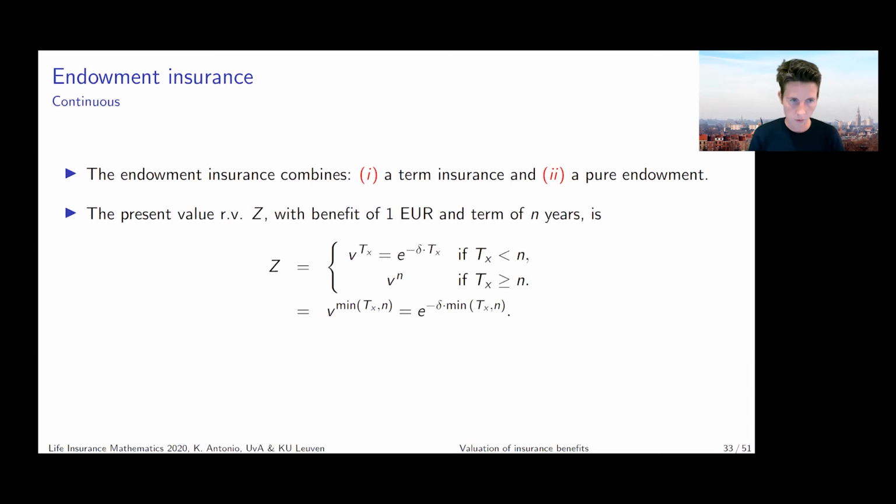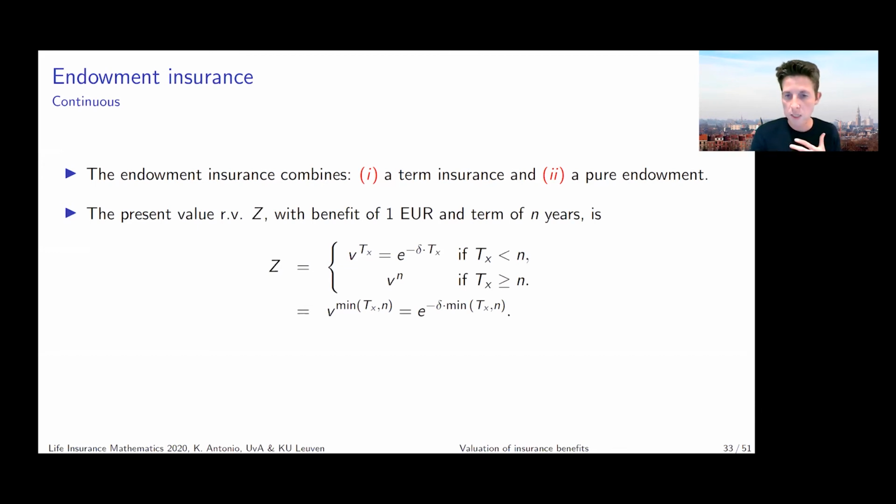case of survival. If we look at the present value random variable z, in case we have an insurance with a benefit of €1 and a duration of n years, then if Tx is less than n, we're in the situation of the term insurance. So then the present value random variable will be expressed as e to the power of minus delta times Tx. If Tx is equal to n or beyond, then we're in the situation of the pure endowment. So then the present value random variable is going to take the value v to the power n.